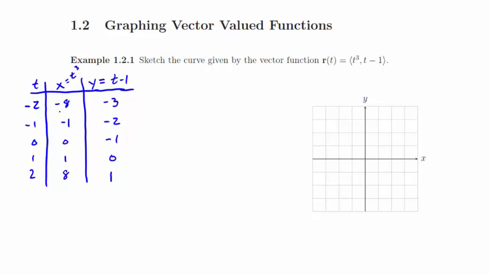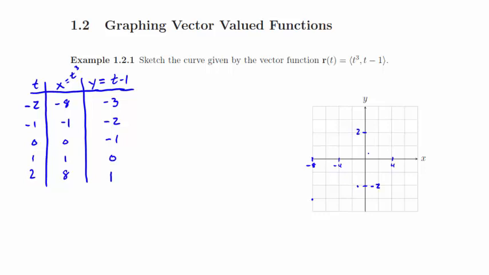So when t is negative 2, we have the point negative 8, negative 3. If I want to be able to get that on here, I'm going to say that these are going by 2's in my x direction. My y direction I'll just have go by 1's, since we're not getting any really big y values here. So we're essentially stretching or compressing in the x direction so that all of these points fit. So negative 8, negative 3 is this point here. Negative 1, negative 2 is this point here, which means I'm going to go ahead and erase this and put it on the other side.